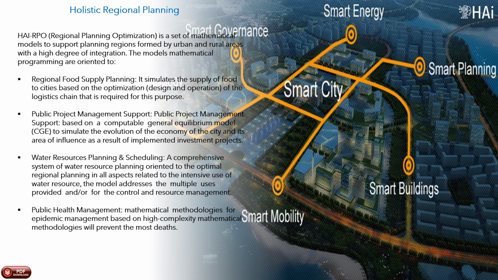Water resources planning and scheduling, a comprehensive system of water resource planning oriented to the optimal regional planning in all aspects related to the intensive use of water resource. The model addresses the multiple uses provided and/or for the control and resource management. Public health management, mathematical methodologies for epidemic management based on high complexity mathematical methodologies will prevent the most deaths.